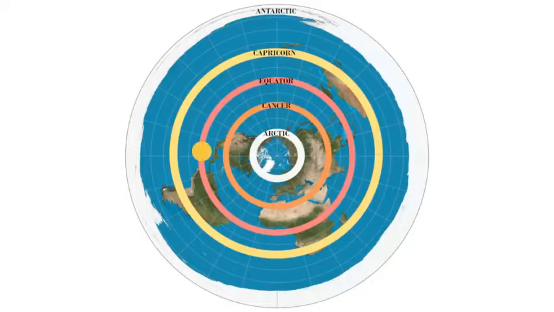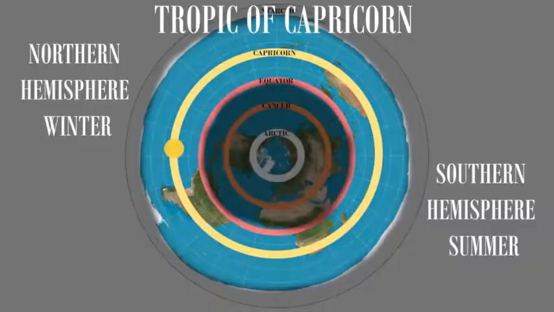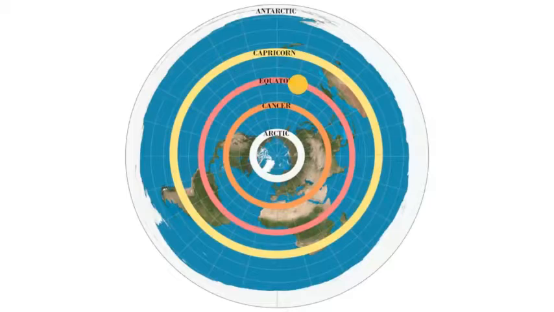It then keeps going and reaches the Tropic of Capricorn. When the sun is in this position, the southern hemisphere experiences summer and the northern hemisphere experiences winter. After a time, the sun turns and begins making its way back to the equator for the March equinox.